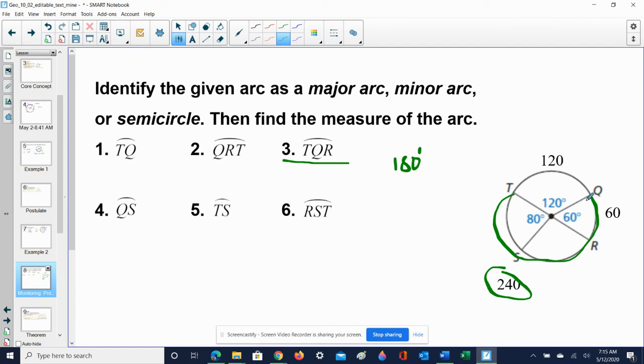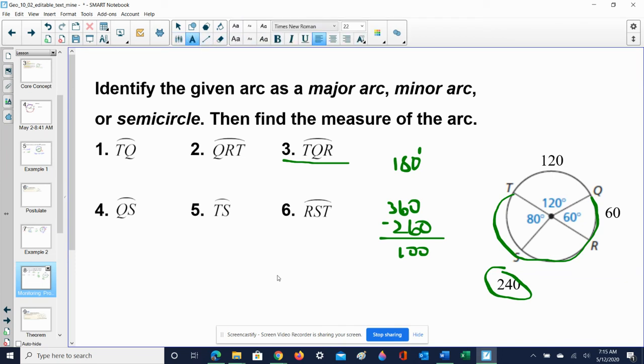Arc QS, asking a whole bunch of stuff. How do I find QS? Well, notice I have these three angles here. What is 120 plus 80 plus 60? That would be 260. Yeah, I stayed in green. That's fine. 360 minus 260 is 100 degrees. So this angle here is 100 degrees.